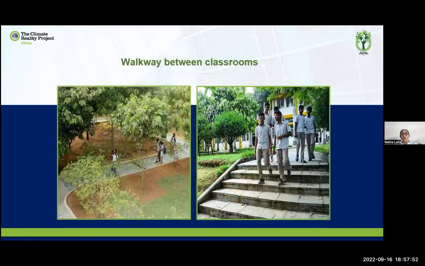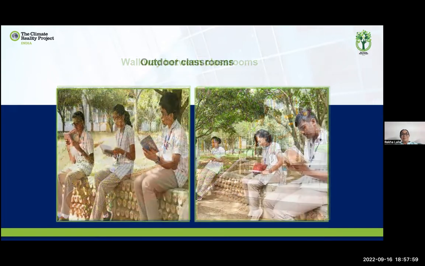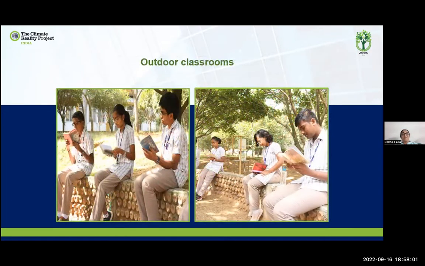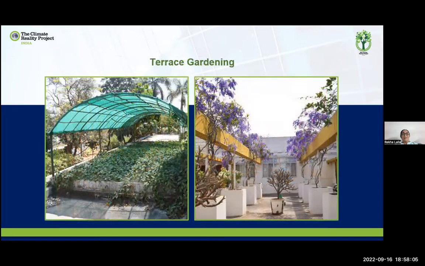So this is the walkway between the classrooms this school has used, so that they enjoy and walk also, which is good for health, I think. These are the students who have made the outdoor classrooms using plastic bottles. And this is the terrace gardening, which we always encourage, that whatever the area is there, you use it for making a garden. So they have made the terrace garden.